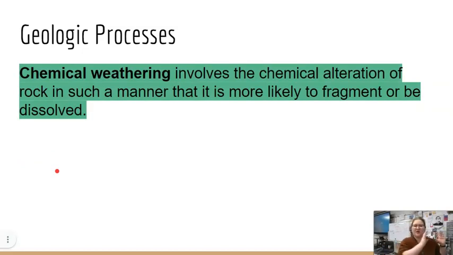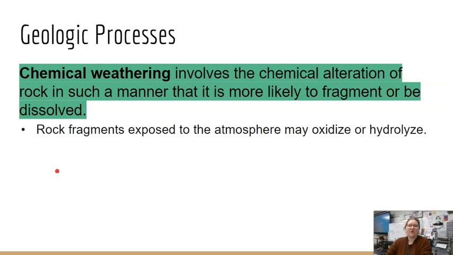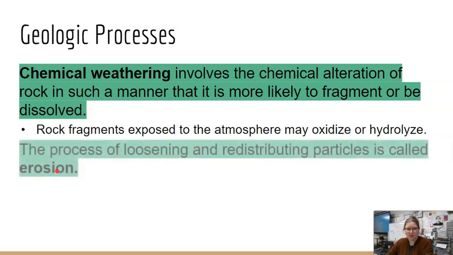So moving on from plate tectonics into those geologic processes that we were going to talk about. Chemical weathering involves the chemical alteration of rock in such a manner that it is more likely to fragment or be dissolved. There's some sort of chemical change happening that makes the rock weaker. Rock fragments exposed to the atmosphere may oxidize or hydrolyze, which makes them weaker.